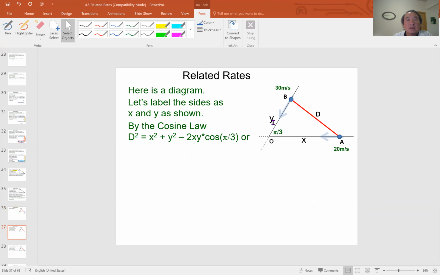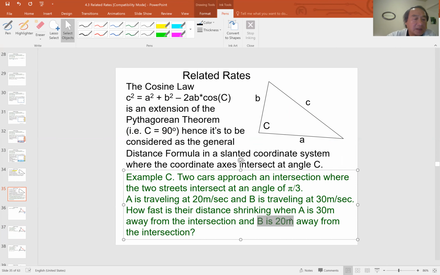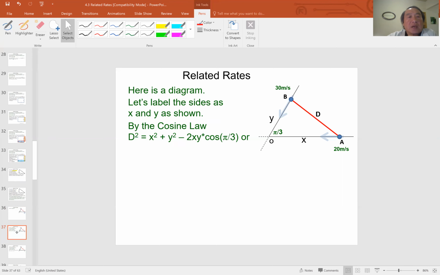And the question is, how does the distance between them change? Well, you have to be given at what instant. Go back to the problem: the distance changes when A is 30 meters and B is 20 meters from the intersection.